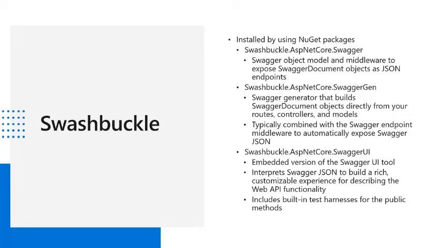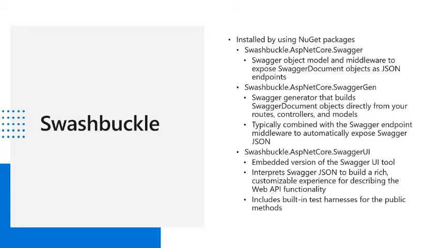Swashbuckle.AspNetCore.SwaggerGen, a Swagger generator that builds Swagger document objects directly from your routes, controllers and models. It's typically combined with Swagger endpoint middleware to automatically expose Swagger JSON. And then you have Swagger UI, an embedded version of Swagger UI tool. It interprets Swagger JSON to build a rich customizable experience for describing the web API functionality. It includes built-in test harnesses for the public methods.